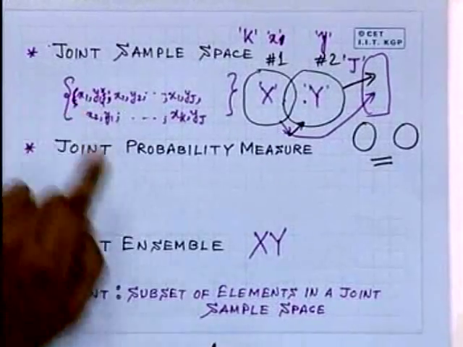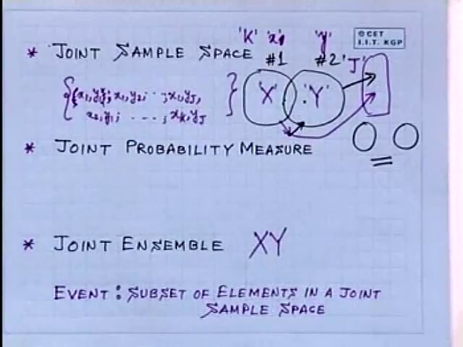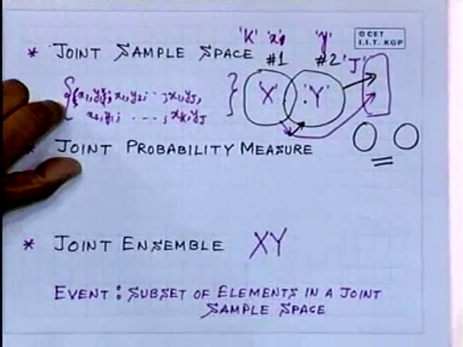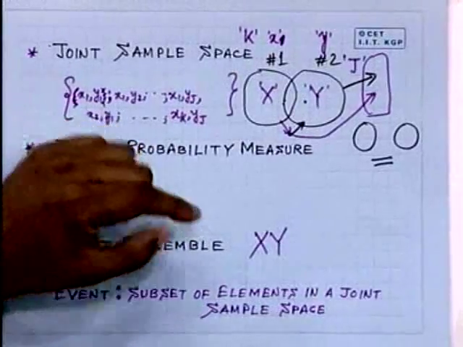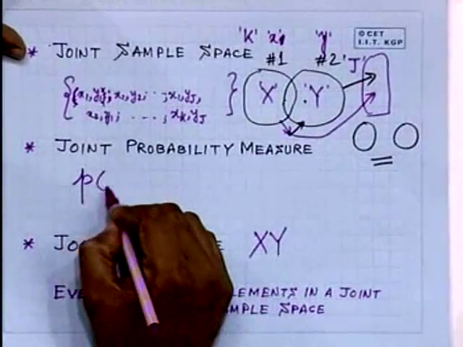Is there any problem in defining a joint probability measure? If I now say that this is a joint outcome, x1 comma y1, can you write a probability description for that? It should be possible, because then we only have to talk about some kind of conditional probability, isn't it? The probability that x1 is an outcome at the output, and then the probability that y1 is an outcome given that x1 has occurred from the first part of the experiment. So, through a conditional probability, ultimately we can define a joint probability for x1, y1.